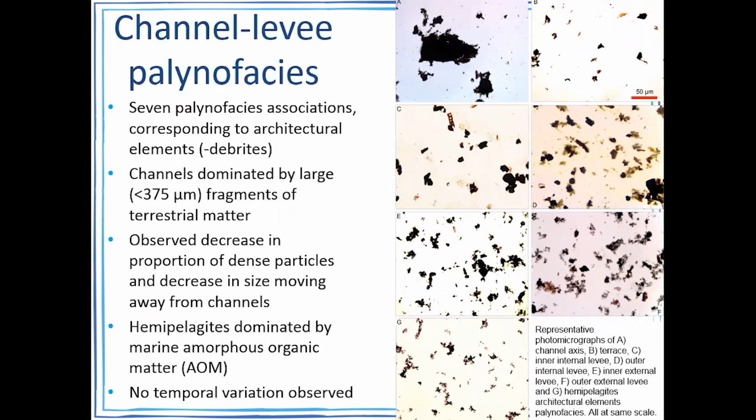We're fortunate in this general system to be able to take samples through a range of about 5 million years, and we didn't see any major temporal variation associated with the deposits. It gives us some indication that we might be able to use this in other systems.